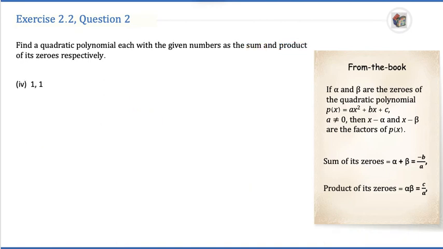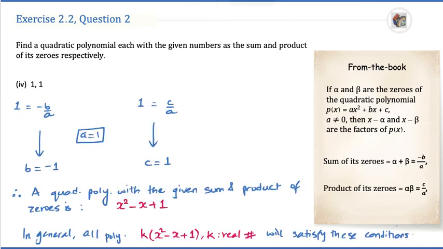Yet again, you know the drill. Pause the video, try this, you play it, and you'll see my solution. Okay then, here's the solution for part 4. So sum and product are both 1. So minus b by a and c by a are both 1. You put the value of a as 1 and accordingly you get the values of b and c. And once you have a, b and c, you get the quadratic polynomial by just putting these values. Now this is one such quadratic polynomial.